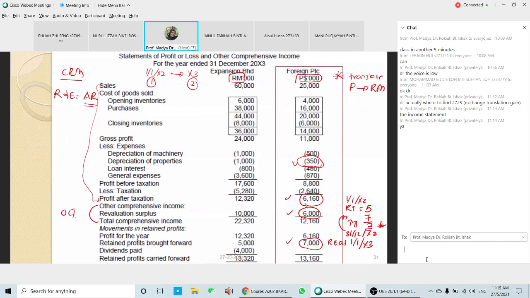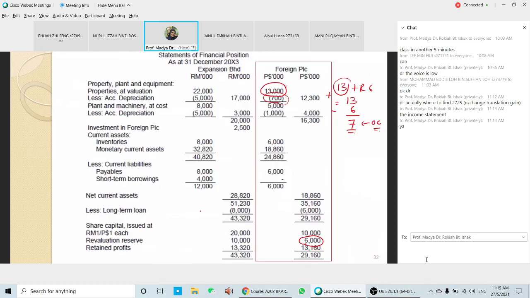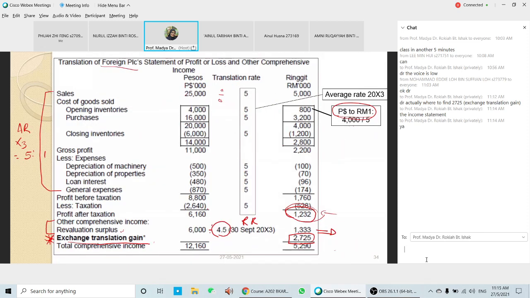So if you look here, this is the income statement for the parent. For the parent, there is no exchange difference yet. After you translate here, you look and there is an exchange translation gain. The exchange translation gain here is 2725. So 2725 only was in the foreign company.